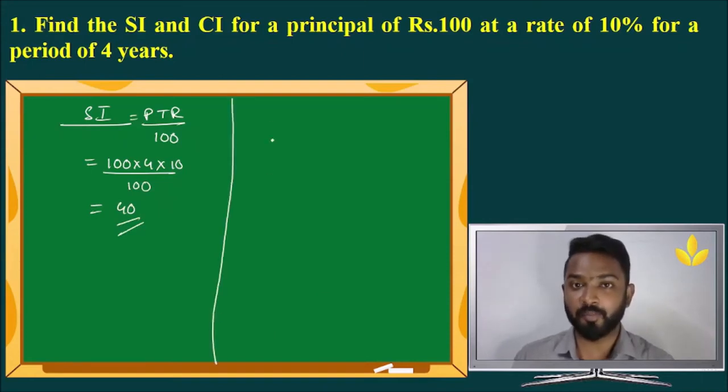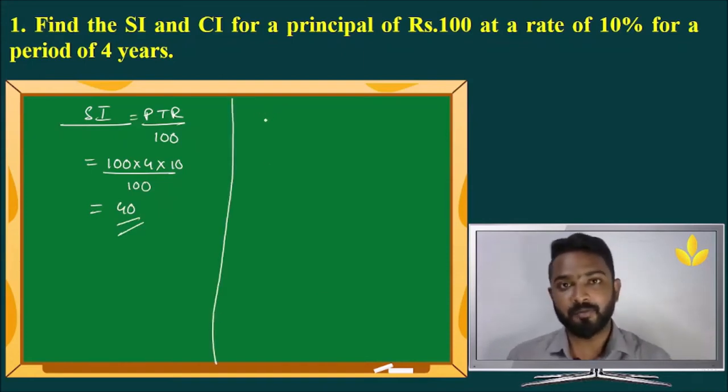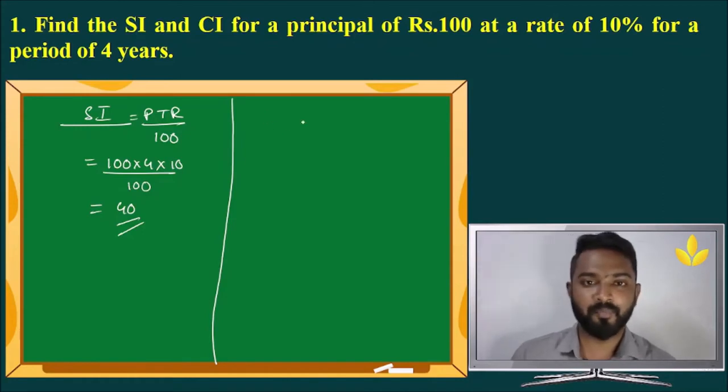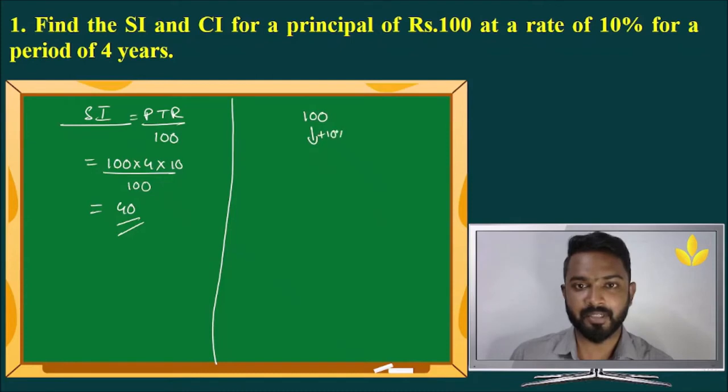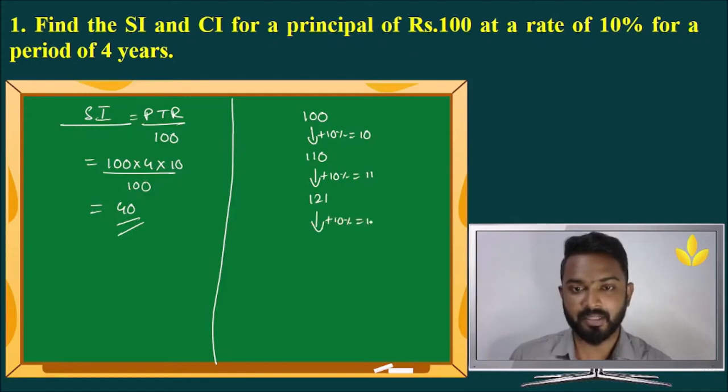Now let's find the compound interest. We'll do it with the flowchart method, not the direct formula. So we start with 100. This first increases by 10%, that is 10. This plus this is 110. Now this increases by 10%, that is 11. This plus this is 121. This increases by 10%, that is 12.1. This plus this is 133.1.